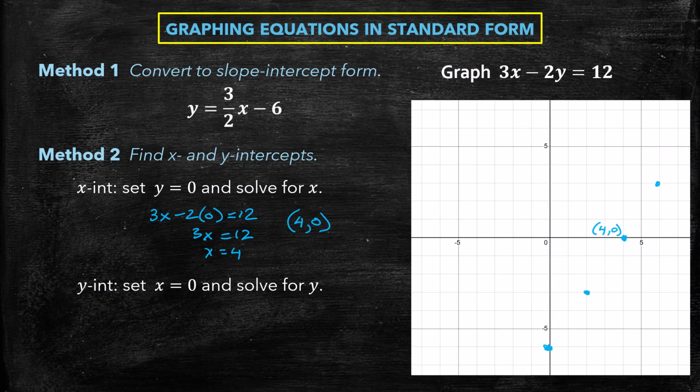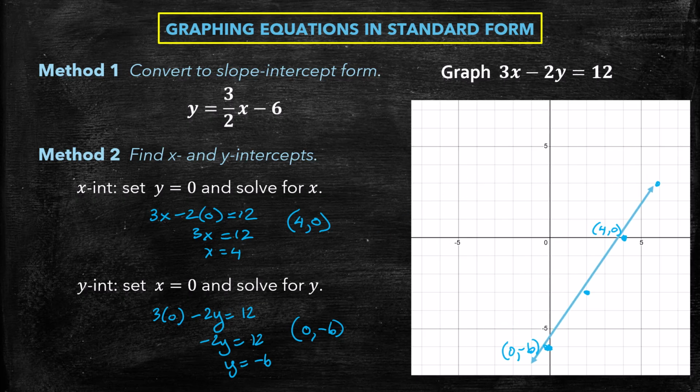And for the y-intercept, we do the same thing. We set x equal to 0. So now we have 3 times 0 minus 2y equals 12. So negative 2y equals 12. So y equals negative 6, which means the y-intercept is at this point 0, negative 6, which we already saw before. And then we can just connect the x and y intercepts like this. And so both methods work. The x and y-intercept method lends itself to standard form, and it's really easy to solve without having to isolate y and deal with fractions, etc.